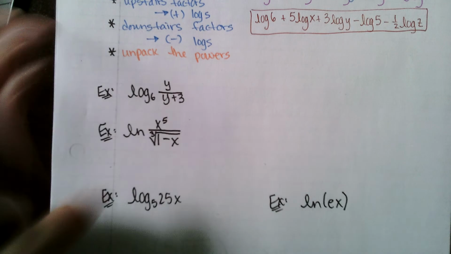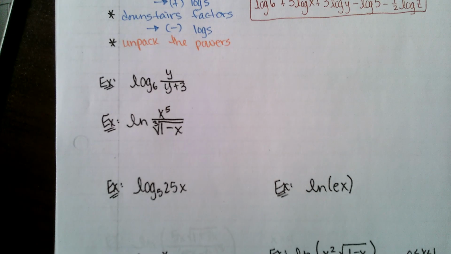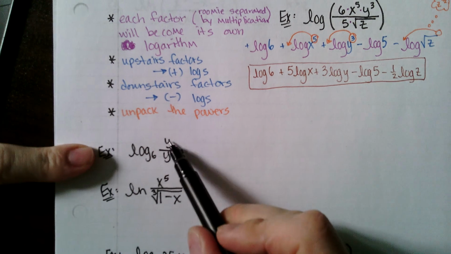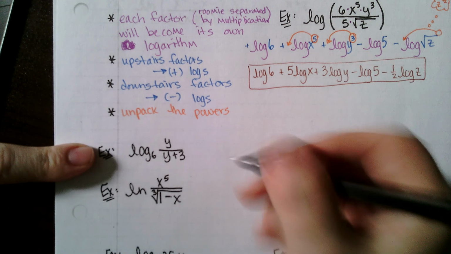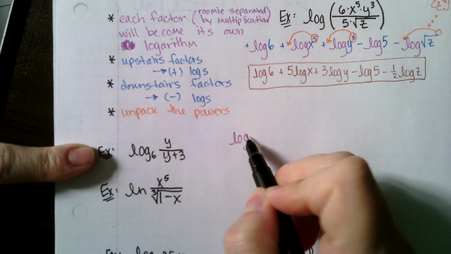Okay, let's look here. Log base 6 of y divided by y plus 3. So again, we need to decide what style is the home and how many of these homes are we going to need to build. So I look at my roomies, upstairs and downstairs. So upstairs I have one roomie. It is a y. So I know I'm going to need at least a log base 6 for my upstairs guy.